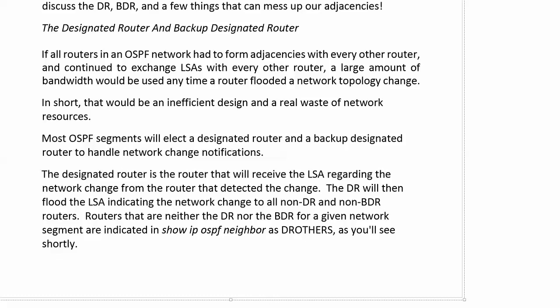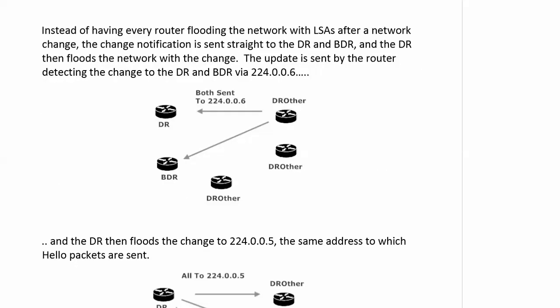The BDR does not announce it. That's the DR's role, but the BDR gets that information at the same time the DR does, so it can have an absolutely up-to-date database in case it has to quickly step in for the designated router. Routers that are neither the DR nor the BDR for a given network segment are indicated in show ip ospf neighbors as DR Others. You will see that very shortly. We're going to be checking a lot of adjacencies.